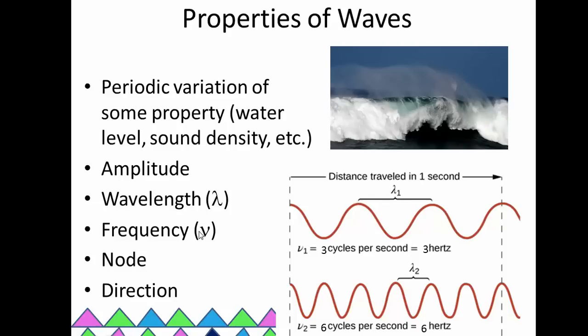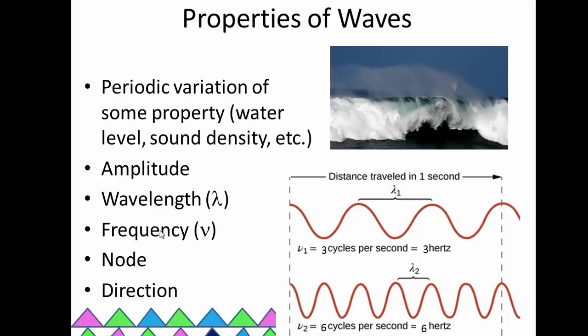And frequency is just the number of cycles that travel in 1 second. In this case, this is a figure from the OpenStax textbook. This is 1 second. So here we have 1, 2, 3 cycles in 1 second. So this is 3 hertz. Hertz is just the unit of frequency. It just means per second. And in this wave, we have 1, 2, 3, 4, 5, 6 wavelengths per second, so 6 hertz.